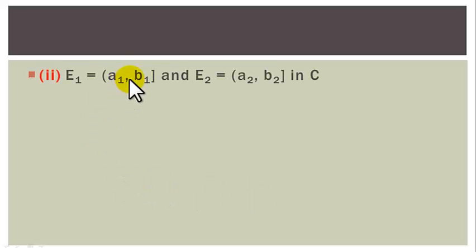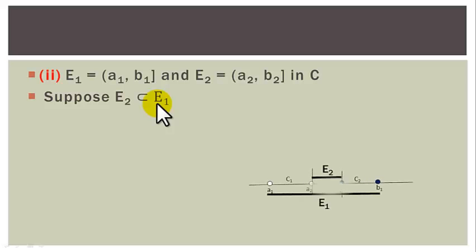Again, let E1 be this half-open interval and let E2 be this half-open interval. Both of them are in C. Let us assume that E2 is a subset of E1. Here is a diagram illustrating this. This is a set E1 which is open at a1 and closed at b1. This is an interval E2 which is open at a2 and closed at b2. Clearly, as you can see in this diagram, E2 is a subset of E1.